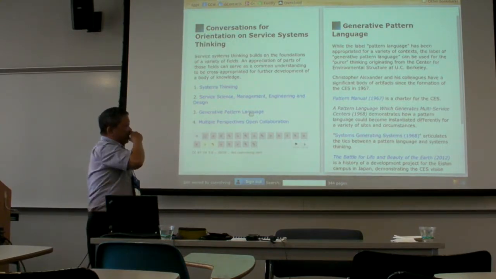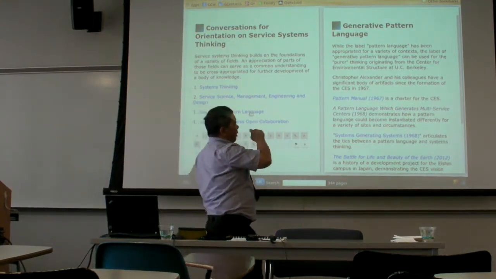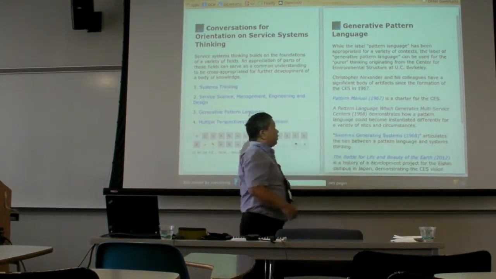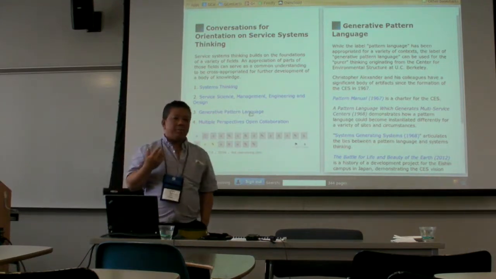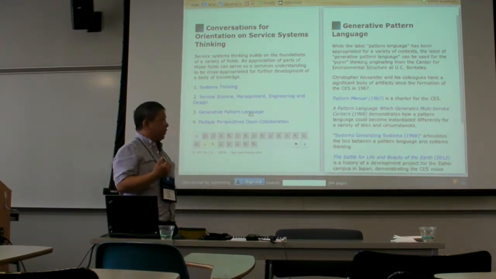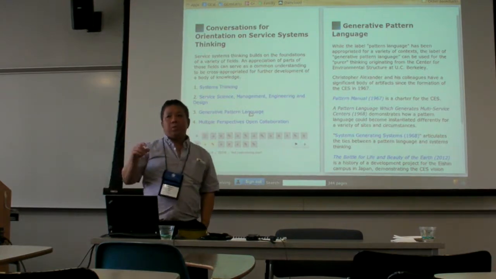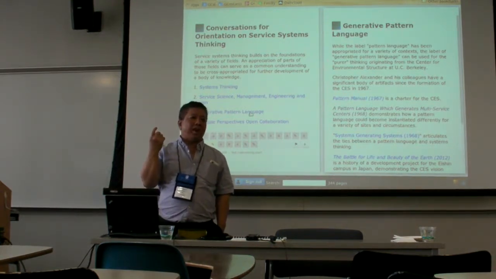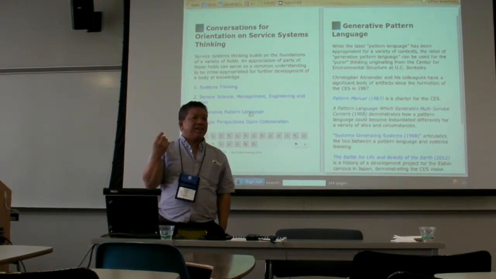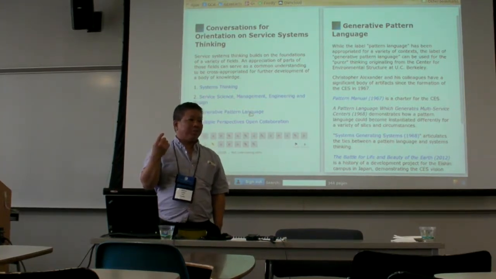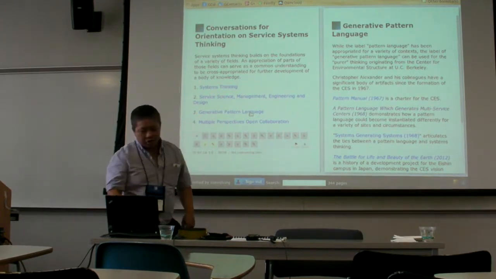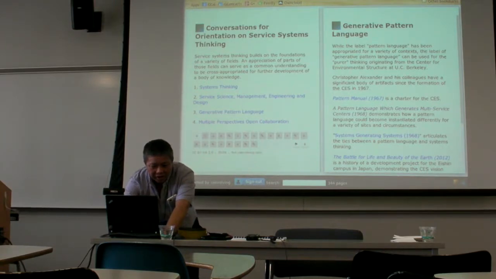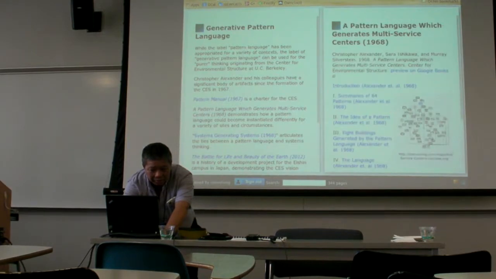So I'll put some of the content up. But the thing that I want to focus on is a pattern language which creates multi-service centers. And in 1968, he's just starting up on pattern language. The most famous work that he does is in 1977, a book called A Pattern Language, published by Oxford Press, which has become a Bible, which is not what was intended. It's supposed to be a starter set. But if we go back to a pattern language which generates multi-service centers, it actually gives a little better overview of what it's all about.